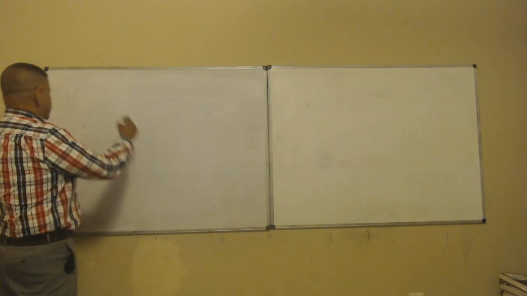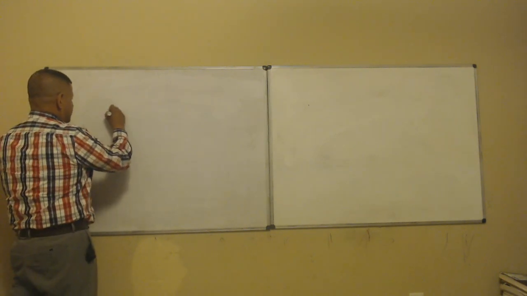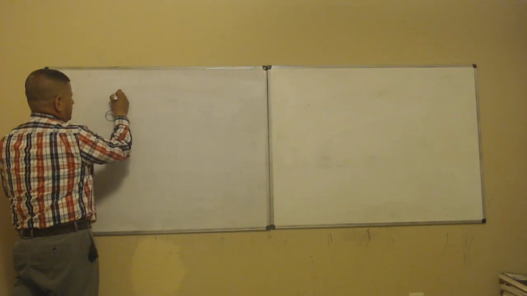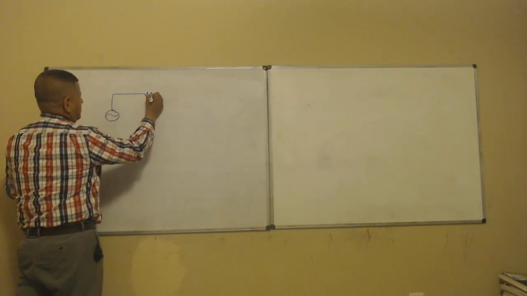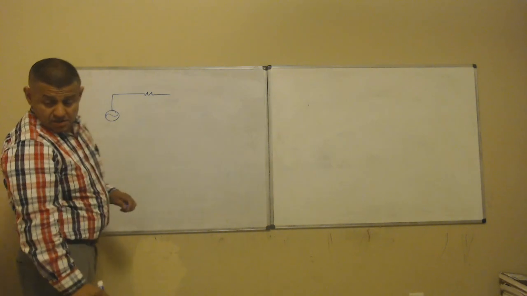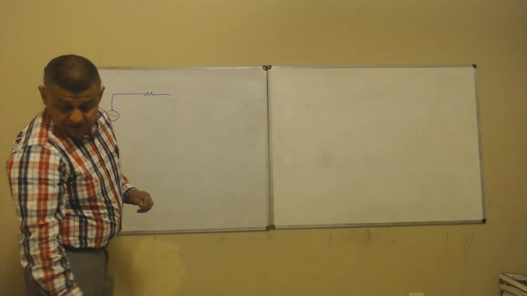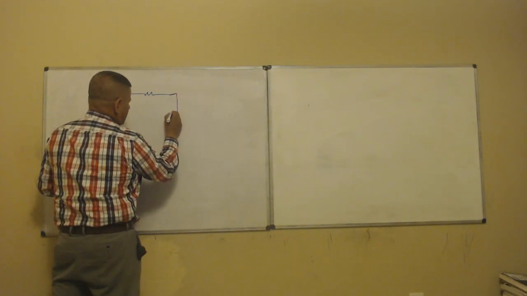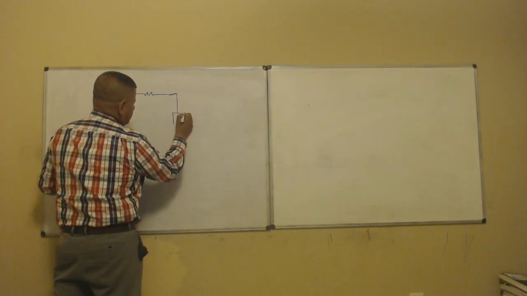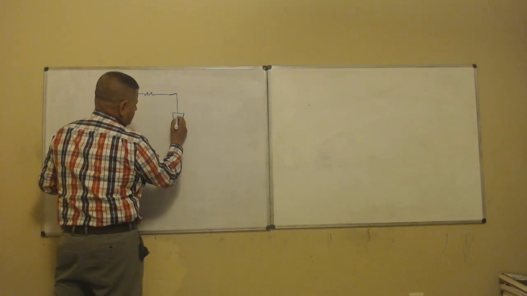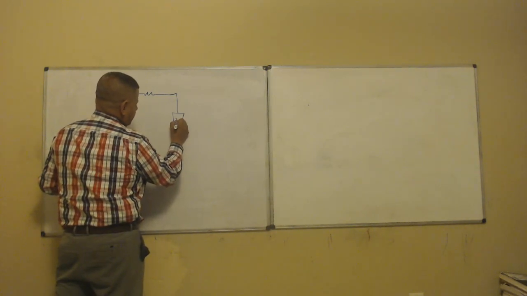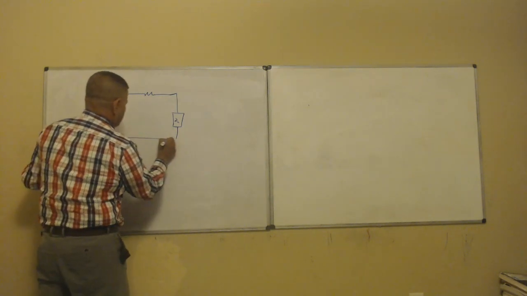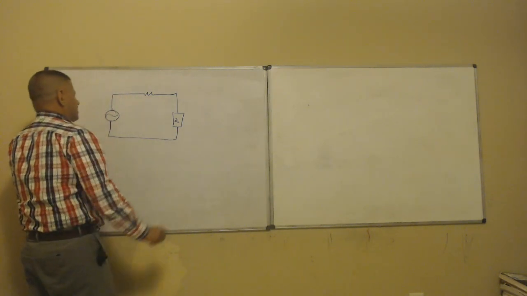So we have a circuit like this. We have a resistor that we don't know the value of, and then we have another impedance. This impedance right here is called Z load, and we have something like that, right?